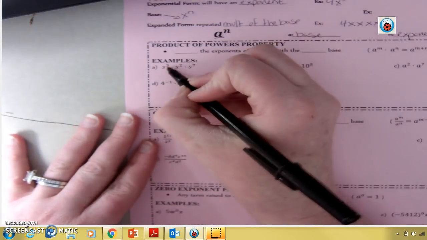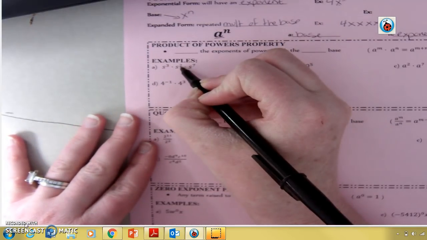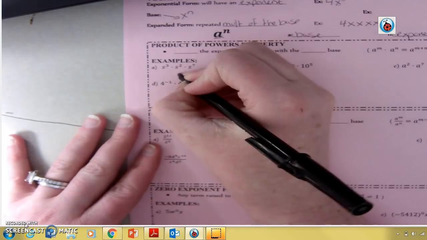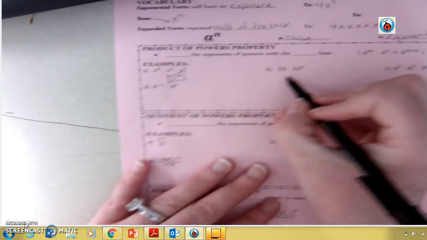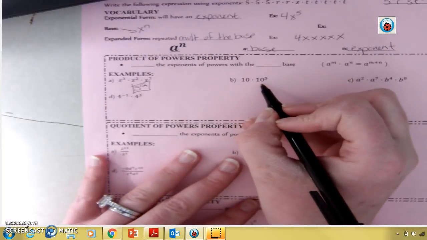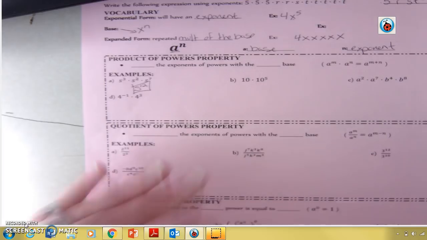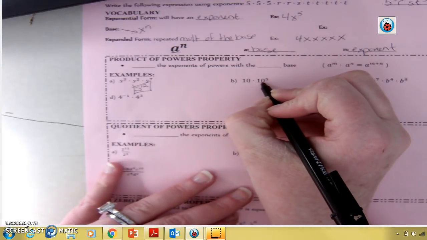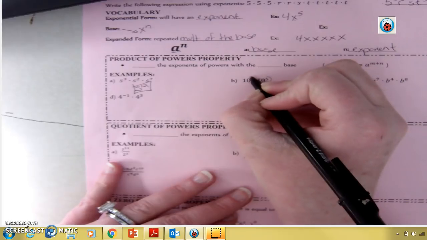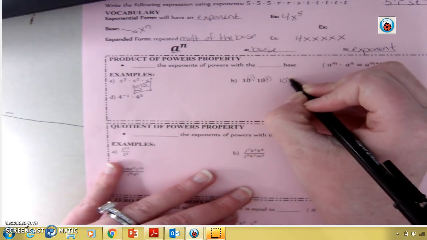So here it says I have 3 s's, 2 more make 5, 7 more makes 12. So I have s to the 12th. Here, the biggest mistake people do is they want to change the base. The base never actually changes, it's just the exponent. So I'm not going to really do 10 times 10, I'm just counting how many do I have. I have 5 10's here, and I could have 1 10 here, so I'd write it as 10 to the 6th.